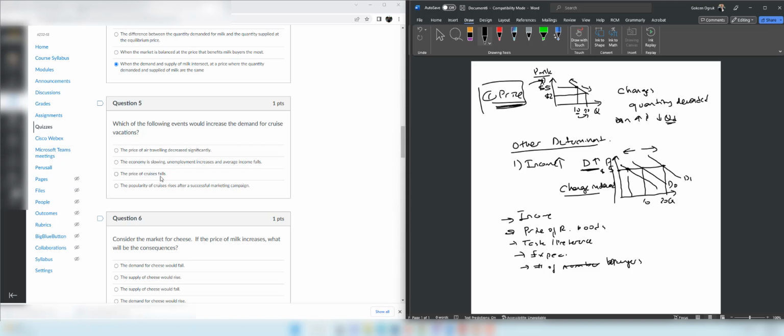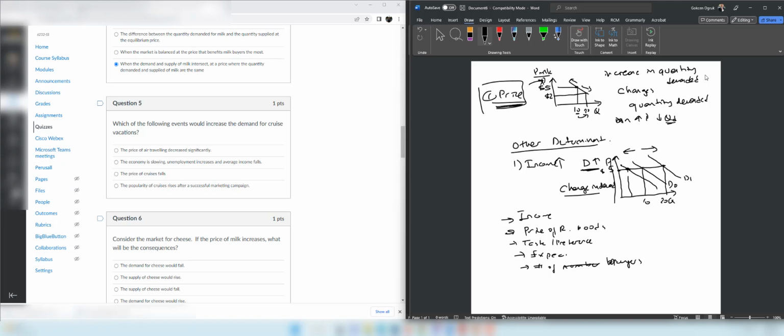B is not correct. The price of cruises falls. Okay, this might be really tricky for you. You might choose this one, but it's not correct. The reason is because when the price of cruises falls, yes, the quantity demanded increases, but you move along the curve and it's called an increase in quantity demanded, not an increase in demand. For that reason, we are not choosing the price, okay? Intuitively correct. The price of cruises falls, you buy more cruise vacations, but mathematically, since you move along the curve, you're not shifting the entire curve, it's an increase in quantity demanded, not an increase in demand. Let's see the next one.